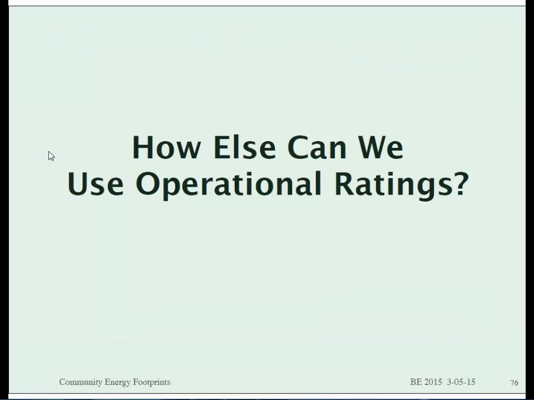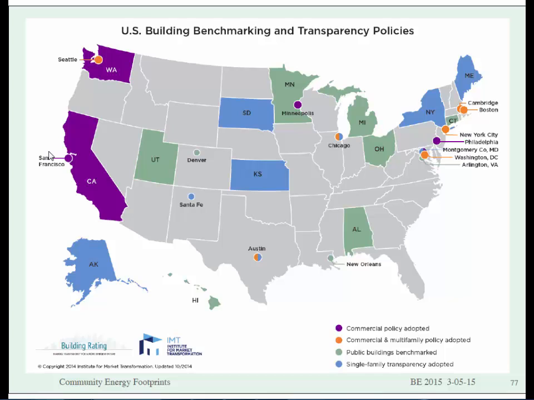So outside of Milton, how else can we use operational ratings? This is a map that's highlighting disclosure and benchmarking policies in the United States. It's produced by the Institute for Market Transformation, and actually I think they're speaking right now at the same time. This map is constantly changing, but it's highlighting locations where there's some kind of benchmarking and disclosure policy. And those disclosure policies are either sharing energy use information, so utility bills, or actually sharing some type of benchmark rating. And the states in light blue are residential specifically.